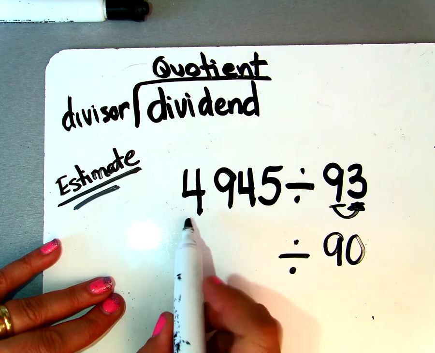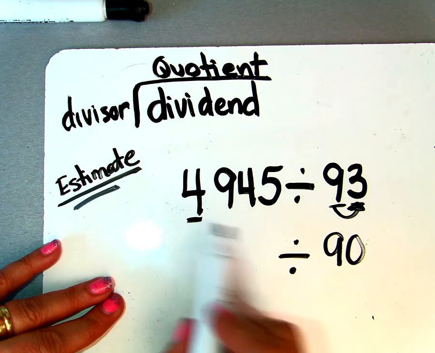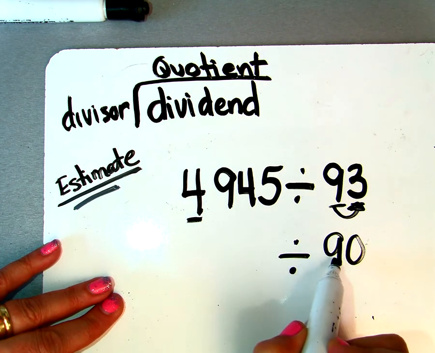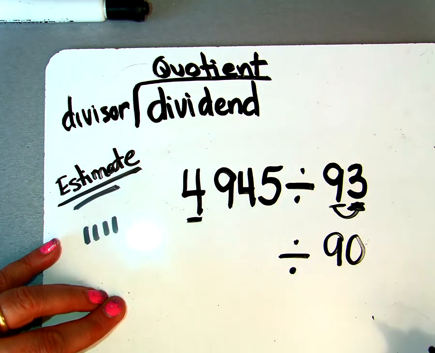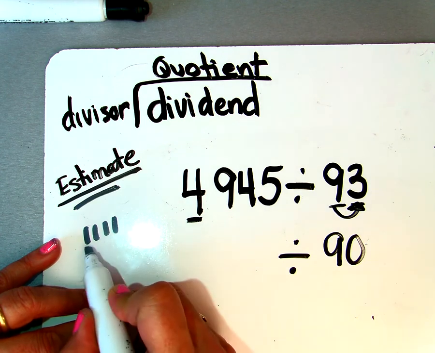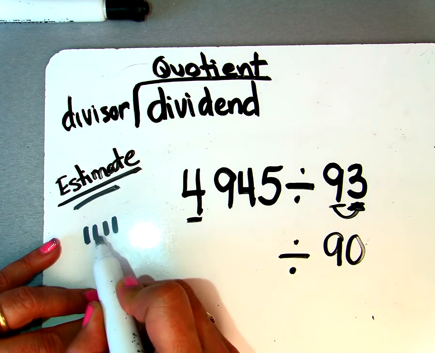Let's look at this first digit. I have a 4. Can 4 be divided by 9? If I have 1, 2, 3, 4 sticks, can I divide them by groups of 9? You better all be saying no. It's not possible. If I have 4, I cannot share them between 9 people.